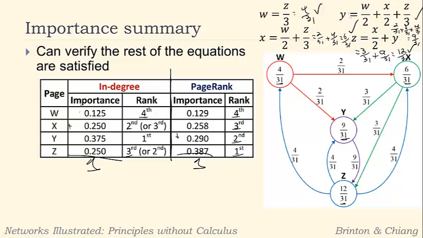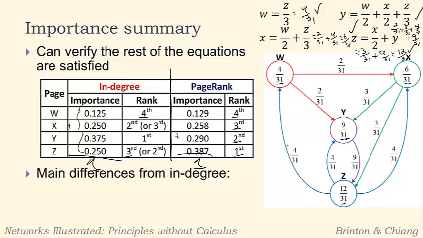And the way that we're getting these normalized values is by dividing by the total number of in-degrees, so the total number of links basically, just to get them to sum up to 1, right? W is going to have a value of 1/8 because it has 1 out of the 8 links pointing to it. X is going to get 2/8. Z is going to get 2/8, and Y is going to get 3/8. That'll add up to 1.